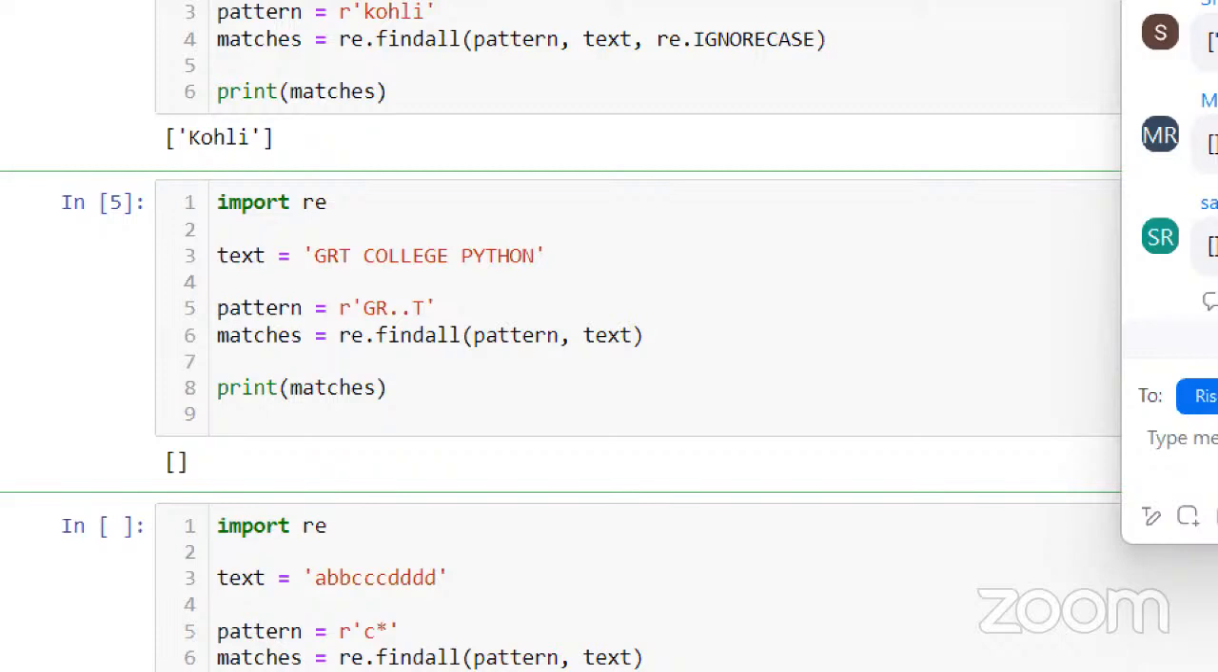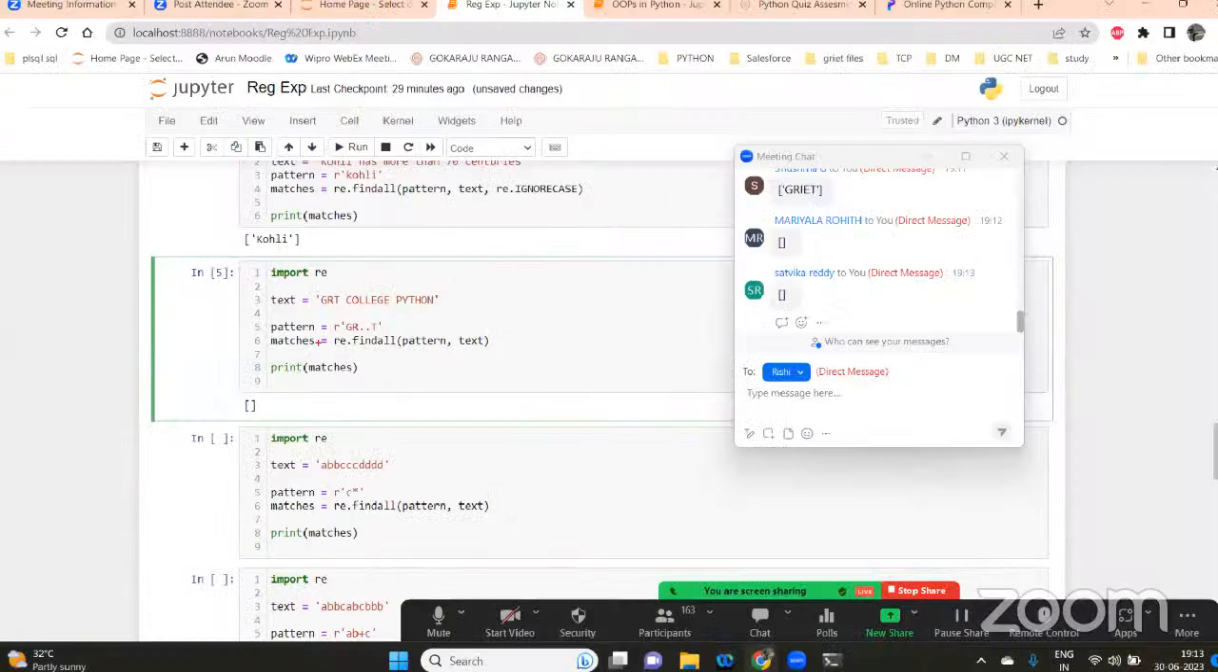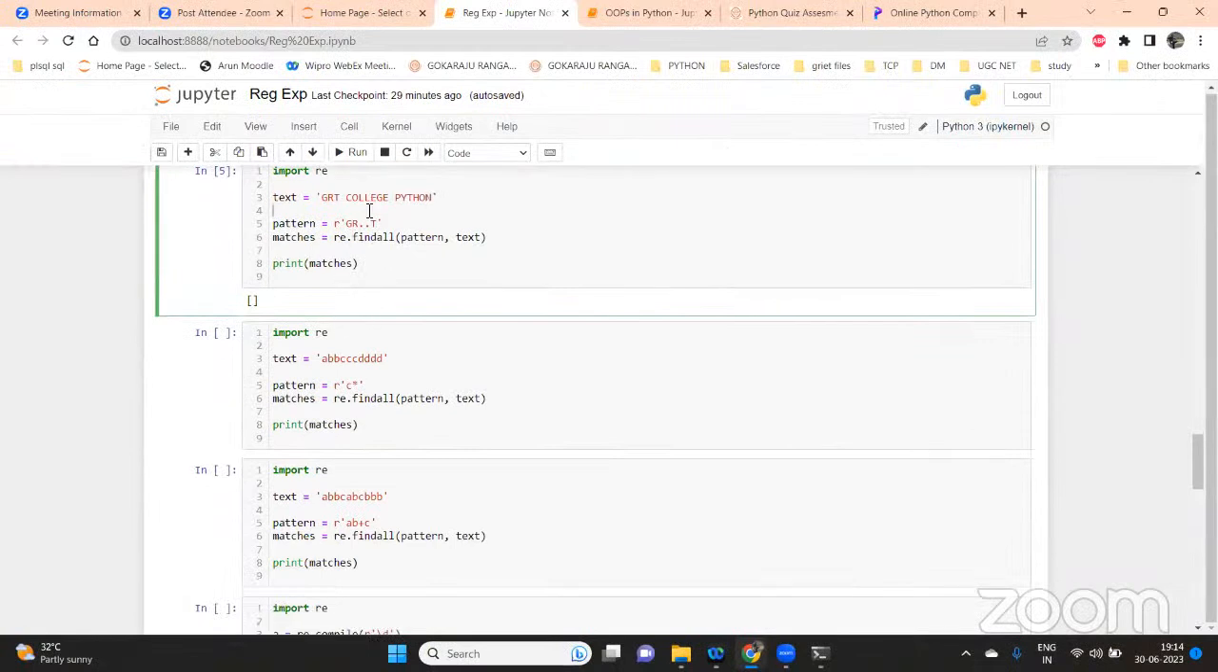So here we have a pattern as GRT, but we want the exact pattern as GR should be there. After GR, anything, and at the end T should be there, correct? So this is the kind of question you need to modify and understand. Okay. So dot indicates any character except new line. Fine.